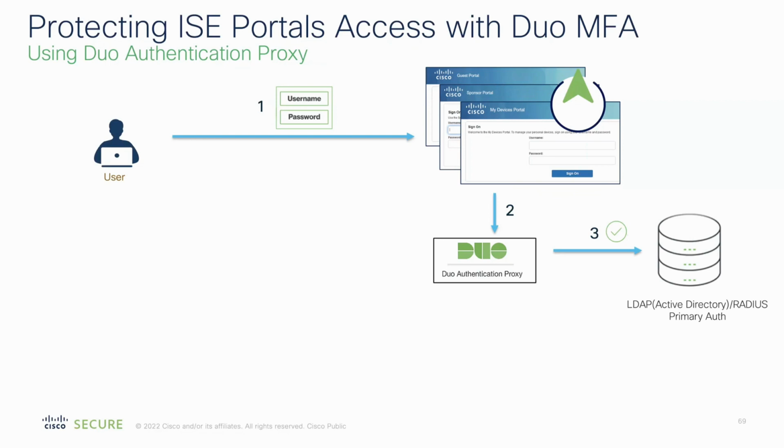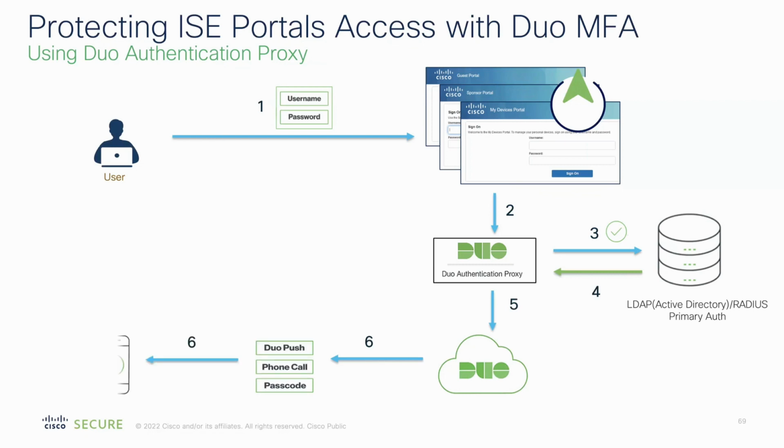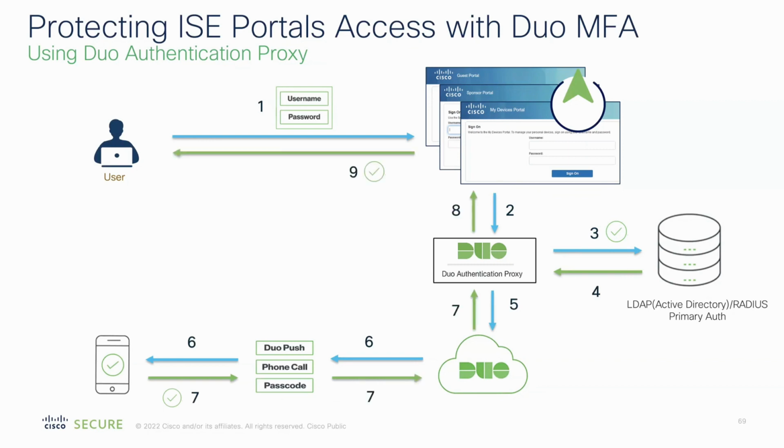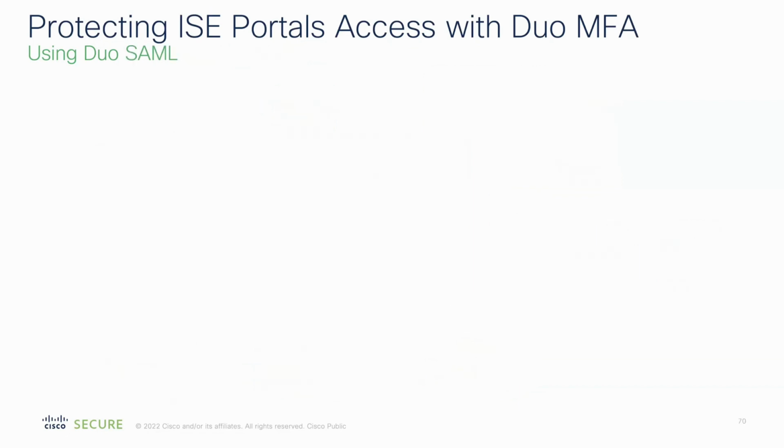And the Duo Authentication Proxy in turn validates these credentials against the primary authentication source. And once that is done, then the Duo Authentication Proxy sends the secondary factor authentication through the cloud service. And once the user gets the push notification and approves it, he's going to get the portal access accordingly. This is one way. The second way is through the SAML.